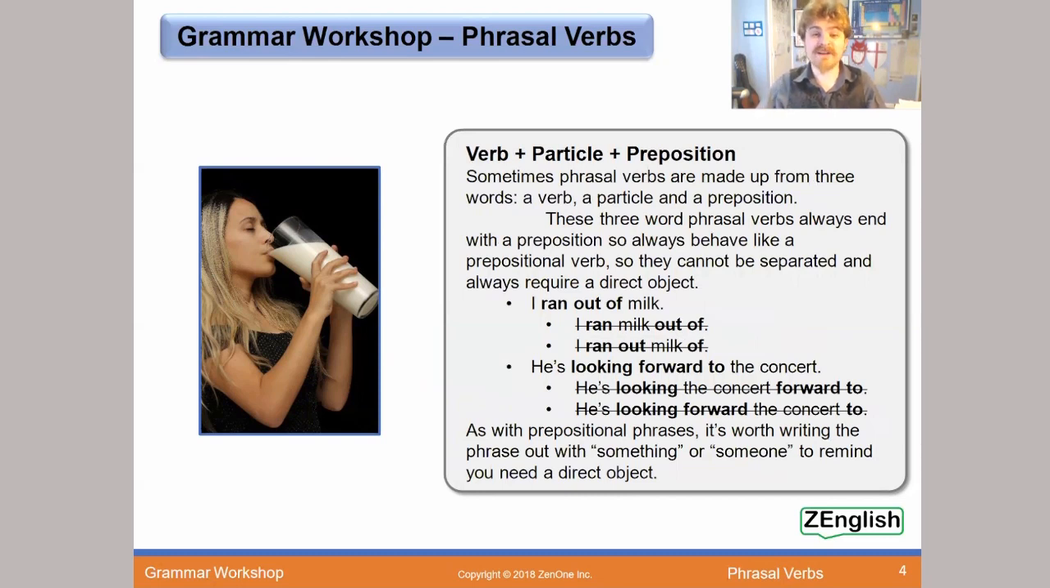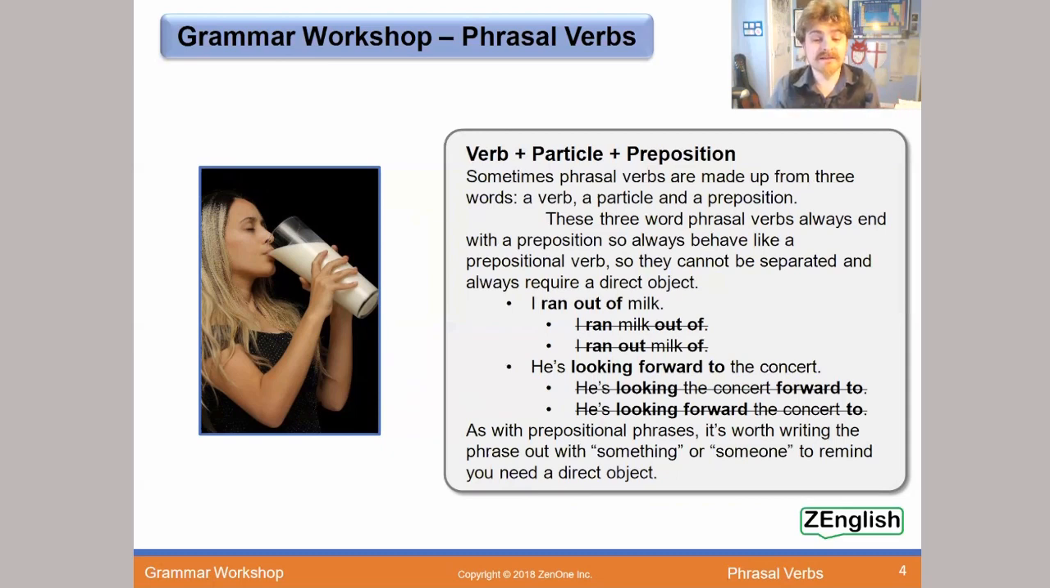These are just a combination of the previous two. So sometimes phrasal verbs are made up from three words: a verb, a particle, and a preposition. So these three-word phrasal verbs always end with a preposition. So they behave exactly like a prepositional verb. If it has three words in it, it is exactly like a prepositional verb. They cannot be separated, and they always require a direct object.